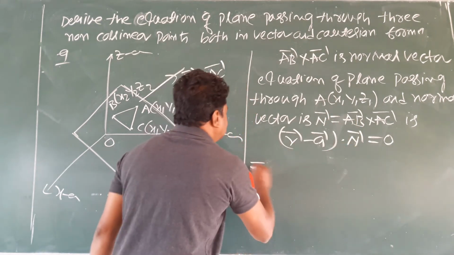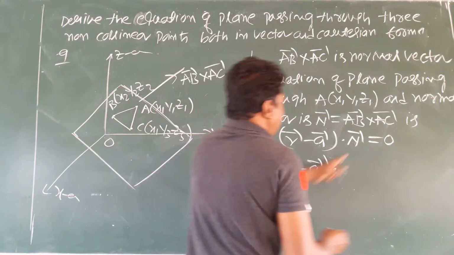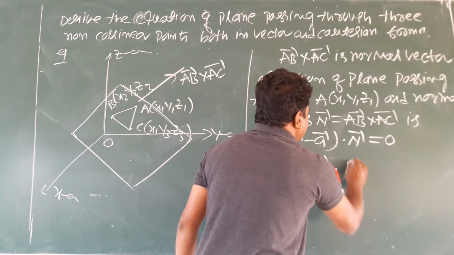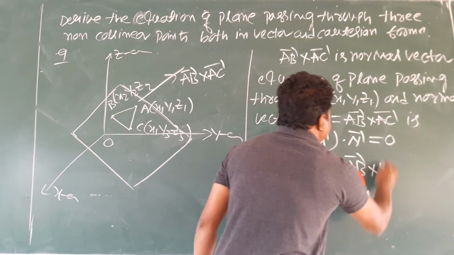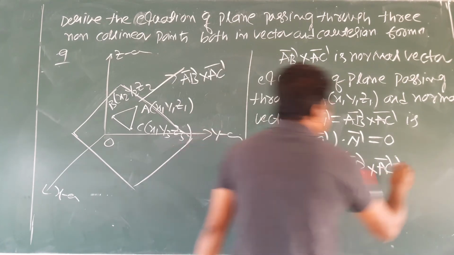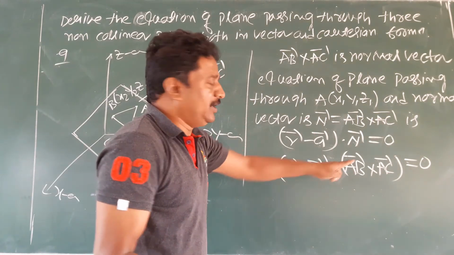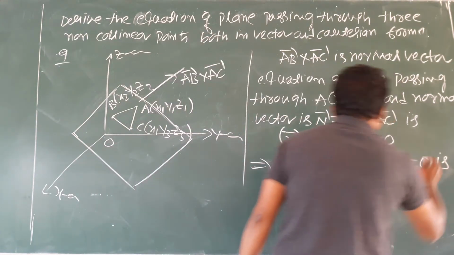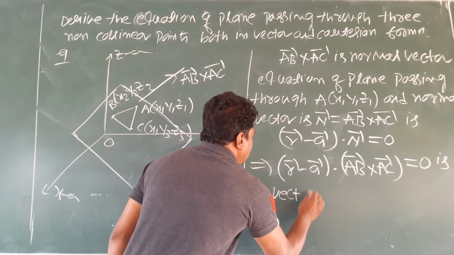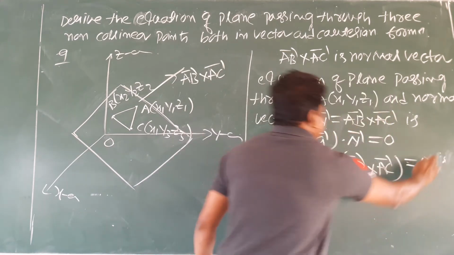So that implies (r minus a) dot vector n, meaning AB cross AC, is equal to 0. So this represents the vector equation of plane. Is that right, students? AB. What is AB, students?